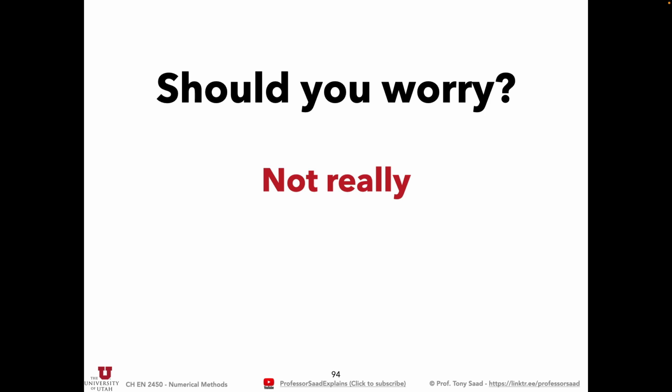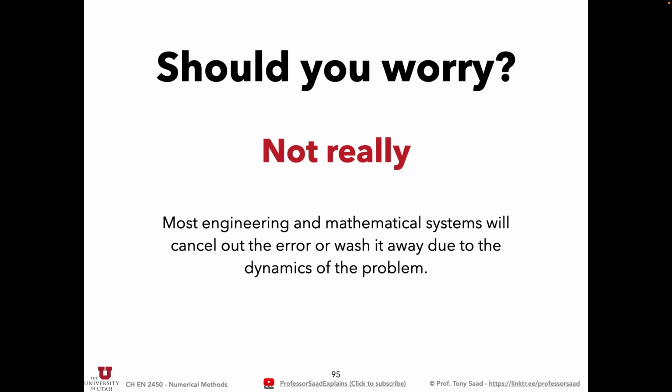Not really if you're in engineering, because most engineering and mathematical systems will cancel out the error or wash it away due to the dynamics of the problem. So typically, if you commit the error in one cycle, it doesn't accumulate, and that's rarely an issue. And trust me, there's one of those errors in any software code out there. It's amazing that the world operates, that our GPSs take us where we want, or you click on Amazon, this is my address. It's all a miracle.